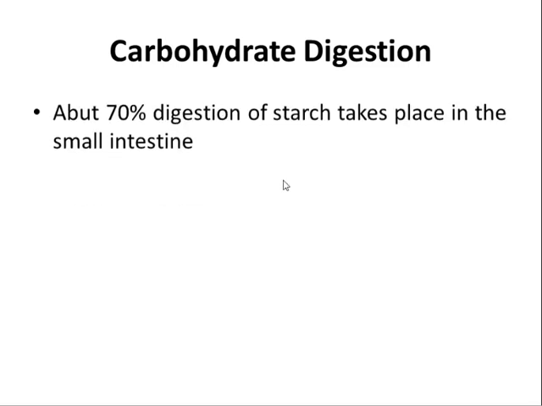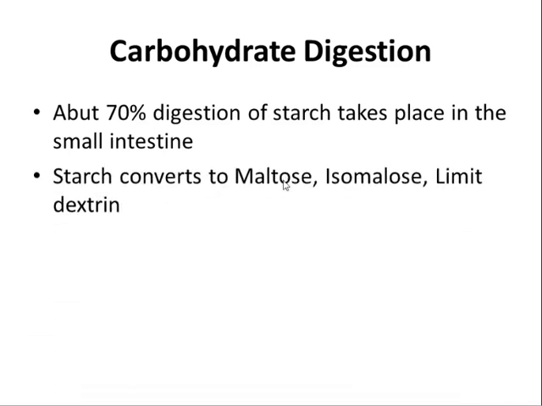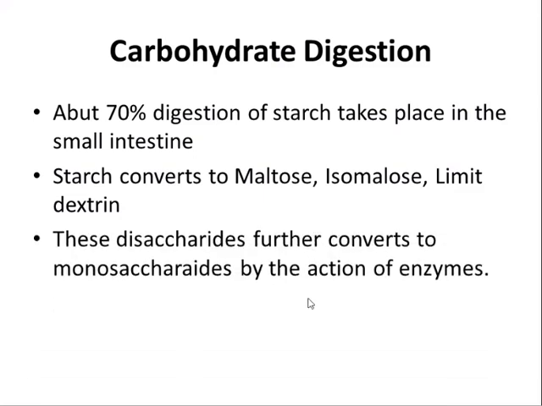About 70% of the digestion of starch takes place in the small intestine. Starch converts to maltose and isomaltose. The pancreatic amylase is the enzyme which converts the starch to maltose, isomaltose, and limit dextrin. These are the disaccharides. So these disaccharides are further converted to monosaccharides. For example, maltose converts to glucose in the presence of the enzyme maltase.